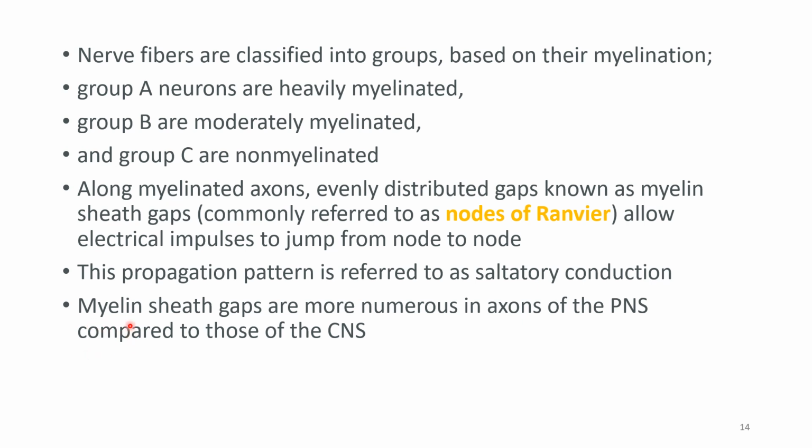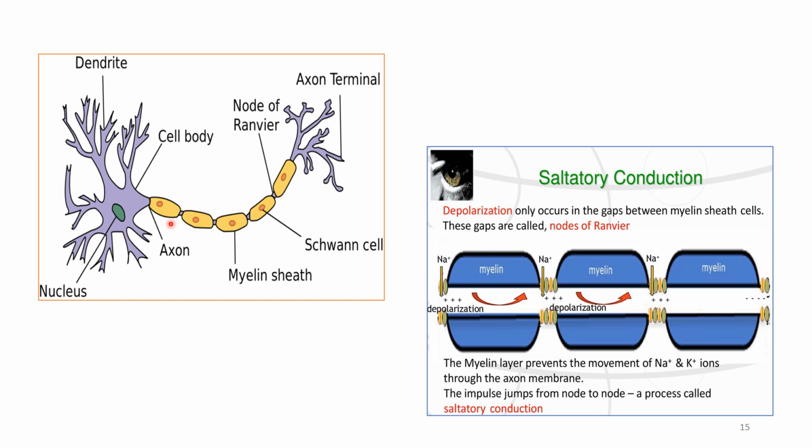And this is a small point. Myelin sheath gaps are more numerous in the peripheral nervous system than in the central nervous system. See here, it is myelin sheath. In between the myelin sheath, gaps are present. Those gaps are called nodes of Ranvier. So, it is important for saltatory conduction in the myelinated nerve fibers.